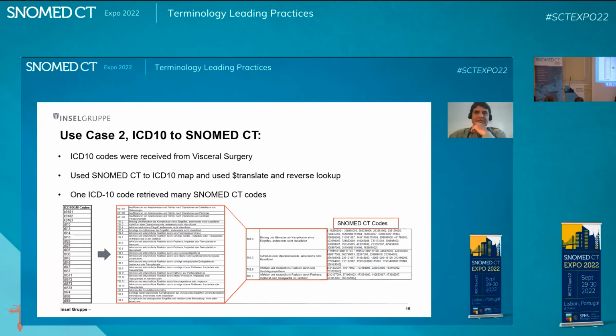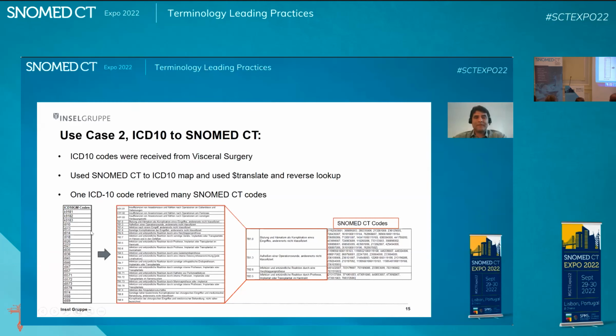So that was the first use case. Our second use case was about ICD-10 code to SNOMED CT. We got a list of ICD-10 German modification codes from the visceral surgery department, and they were interested in having those codes translated or mapped to SNOMED CT concepts.